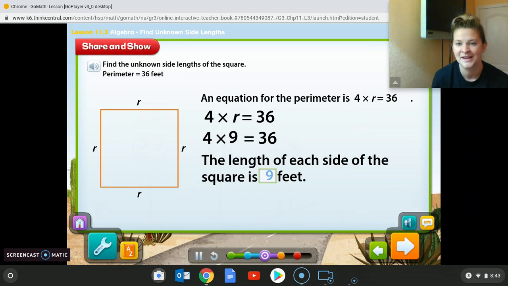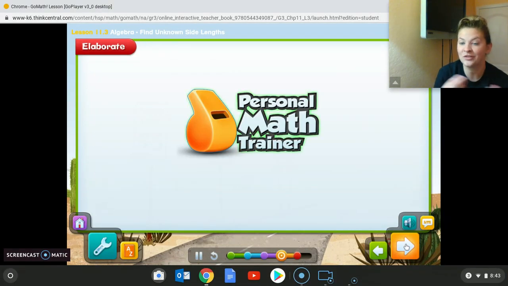I hope it does, because at this point in the lesson, it's going to be your turn to do your own work. Okay, I want you to go in and you're going to find an assignment, and it's Personal Math Trainer, and it's labeled 11.3 perimeter assignment. So there's about 8 questions where you're going to find the unknown side length, right? Use that information that we learned last week about perimeter, add them all together, and find your missing side lengths.